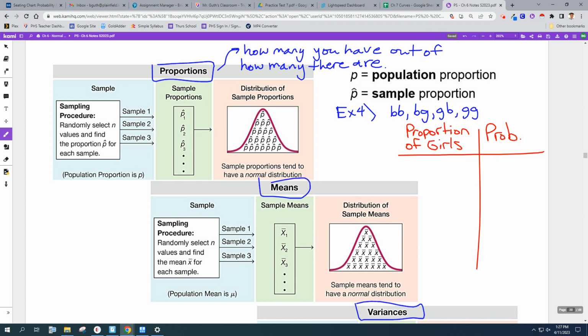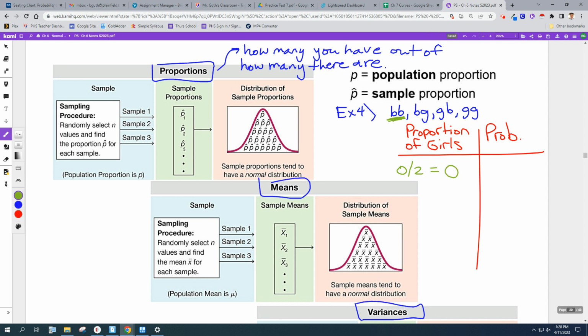I think this is confusing at first. It's a confusing way of thinking about it. But remember, a proportion is talking about how many you have out of how many there are, or part out of total. So I look at this element of my sample space, and I see there are 0 girls out of 2 children. And so the proportion of girls is 0 out of 2. We can reduce that, of course, to 0.